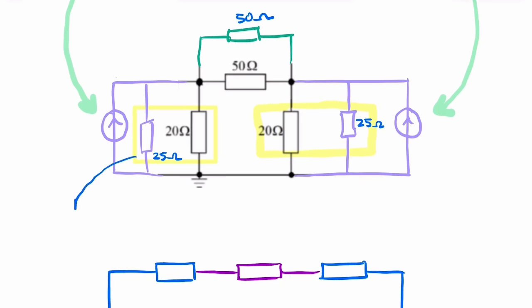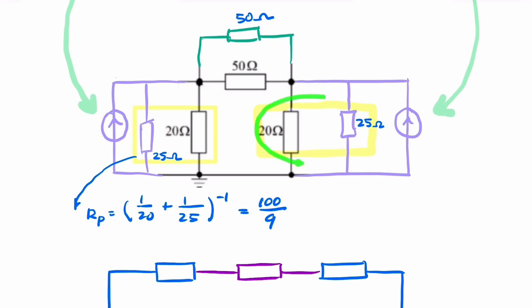So that will give me the equivalent of 1 over 20 plus 1 over 25. That should give me 100 over 9. And this just happens to be the same. So we have two lots of 100 over 9. I'm also going to combine these two.